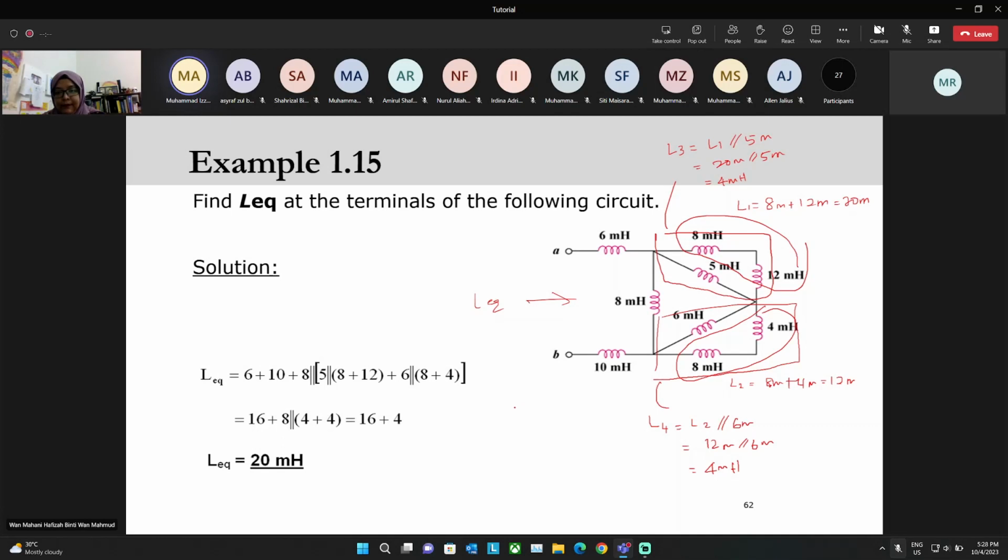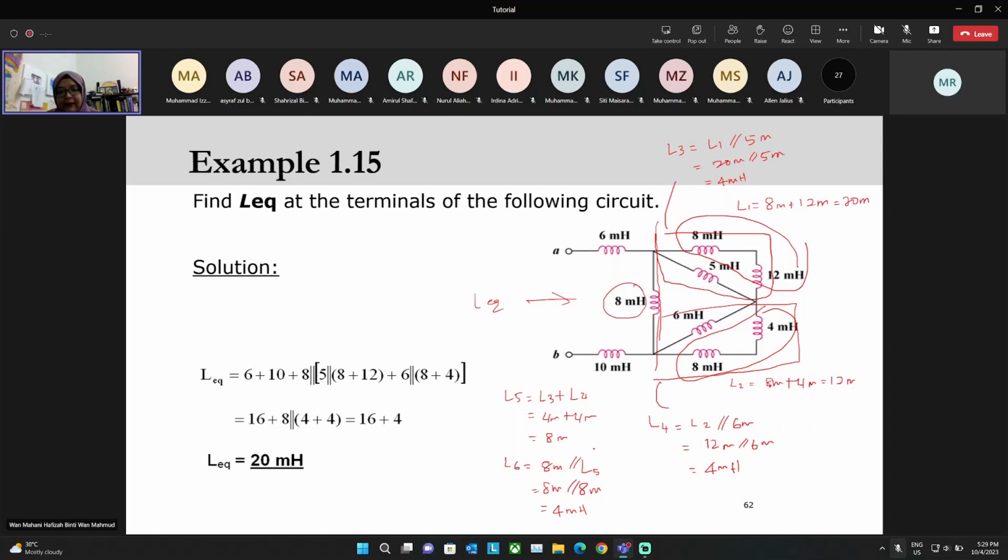Okay. So, L3 dengan L4, what's the connection? 3 dengan 4. Series. So, katakan kita label L5. L3 tambah L4 lah. 4 mili tambah 4 mili, 8 mili. Dah settle dah on the left side. And then 8 mili dengan this 8 mili, what's the connection? 8 mili dengan L5 tadi. Parallel kan? Parallel. So, 8 mili parallel dengan 8 mili. You dapat 4 mili Henry.